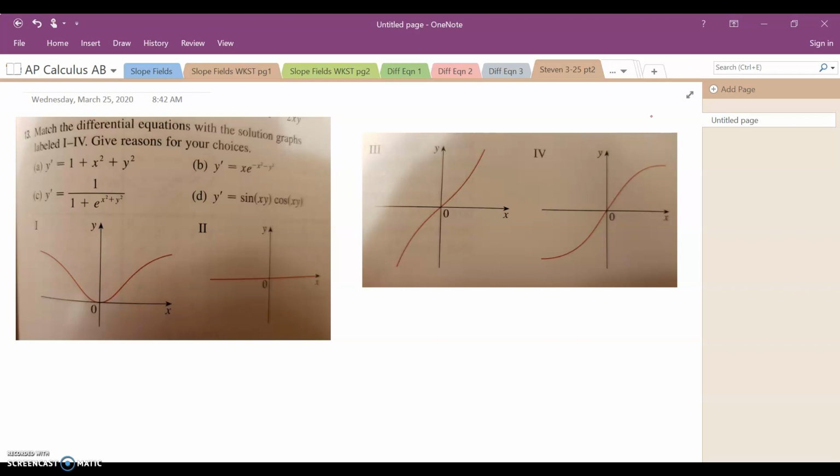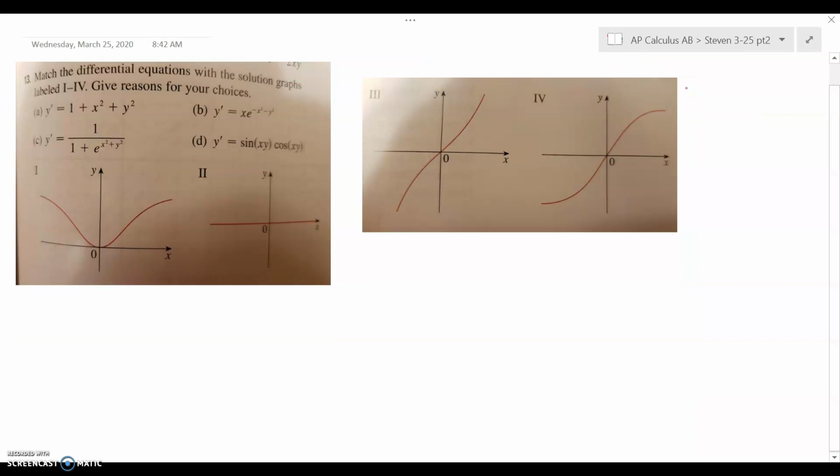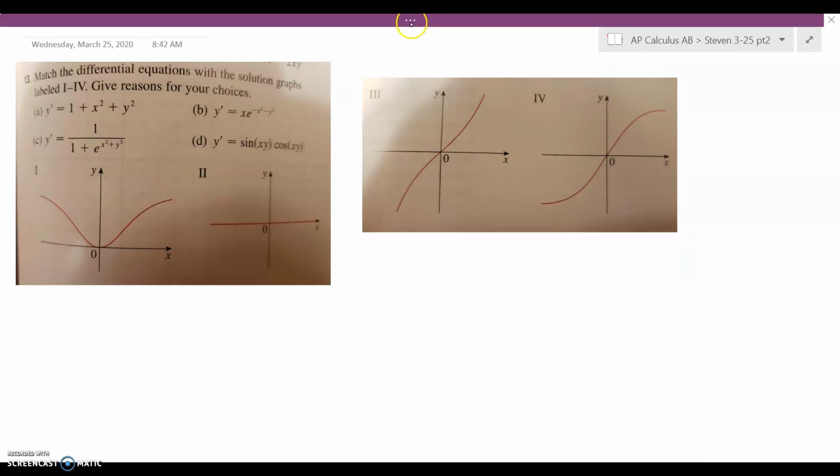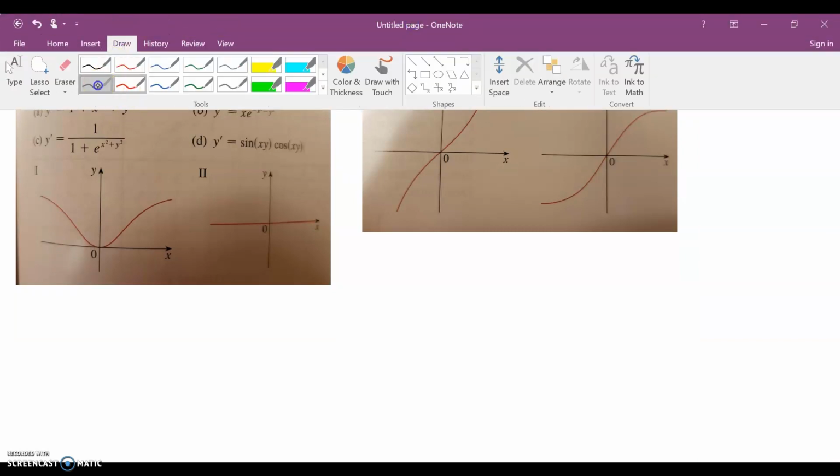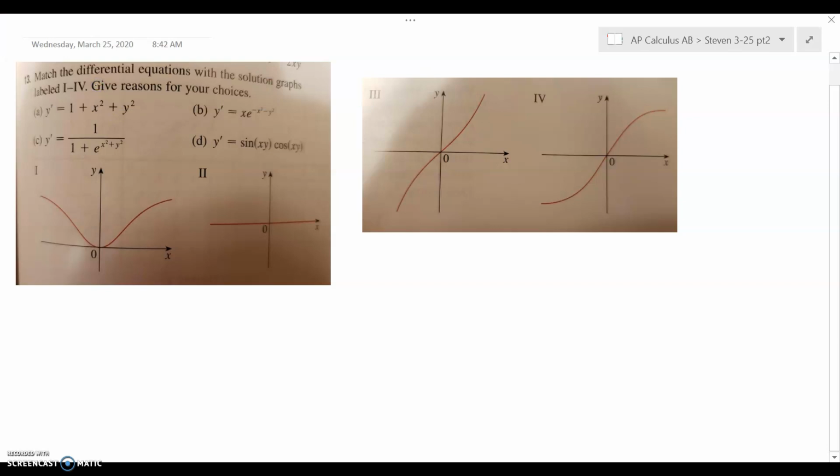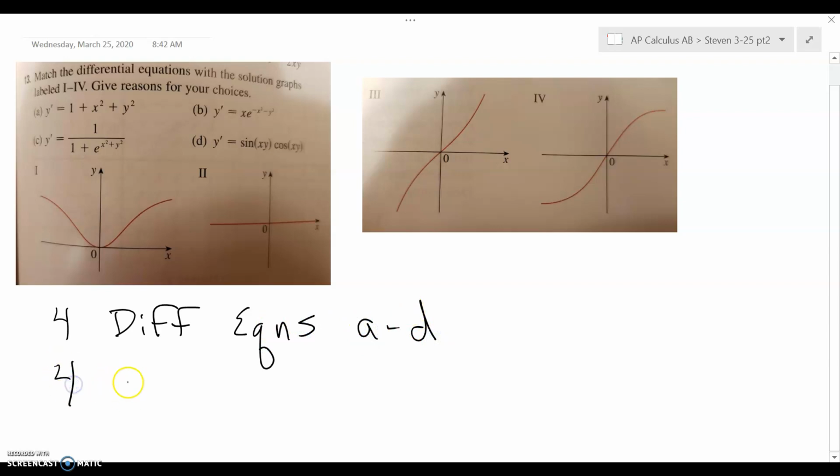So this one's a matching problem. It says match the differential equations with the solution graphs. So it's kind of a different way to word what's happening. And I'm going to, again, switch back to black. They've given you 4 differential equations. They've then given you 4 y equals graphs. Those are A through D. They've given you 4 solution graphs.